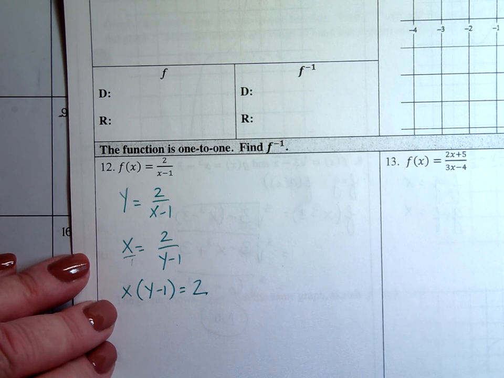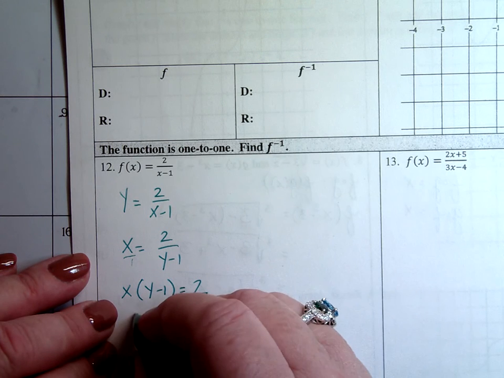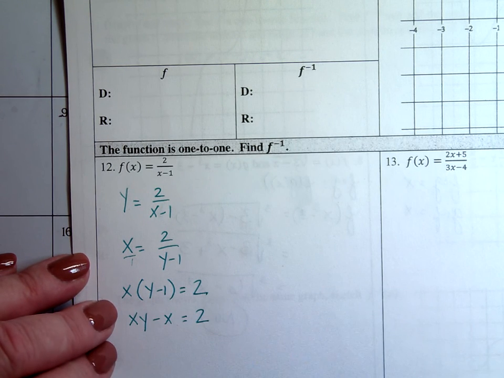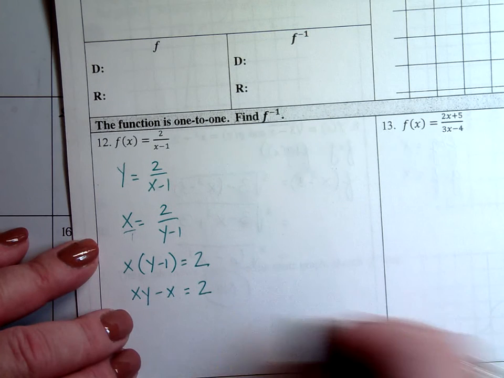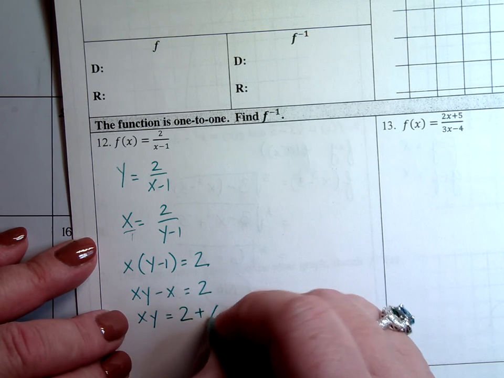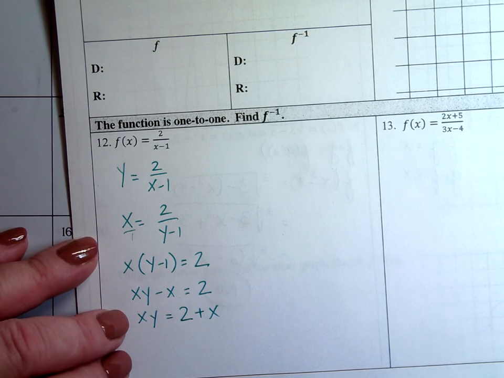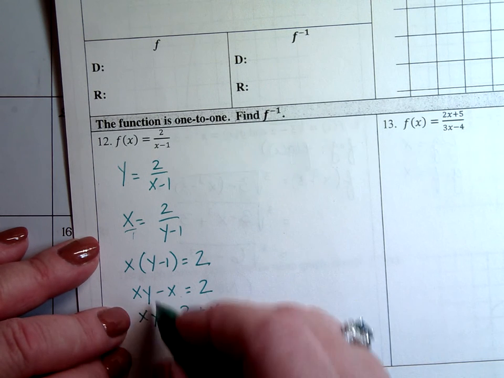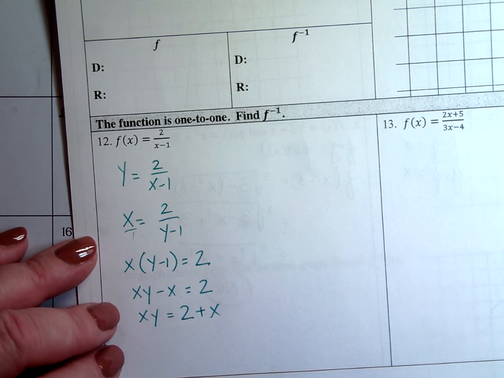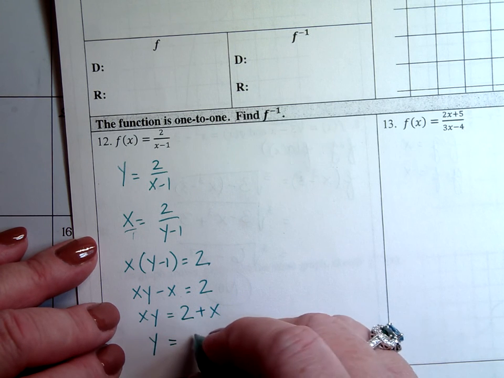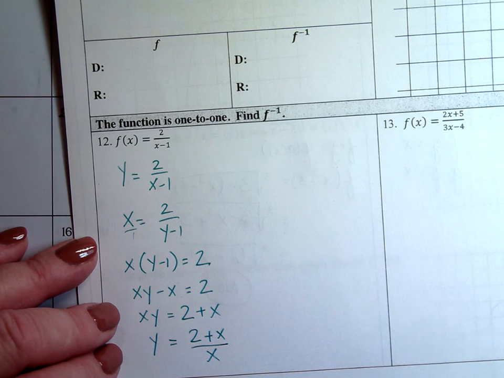Distribute the x. xy minus x is 2. Get everybody with the y on the left, everybody else on the right. By the way, it can be 2 plus x or x plus 2. Doesn't really matter. And then get the y by itself. That means I have to divide by the x because it's attached by multiplication and I need to undo it. y equals (2 plus x) over x. Call it the inverse.